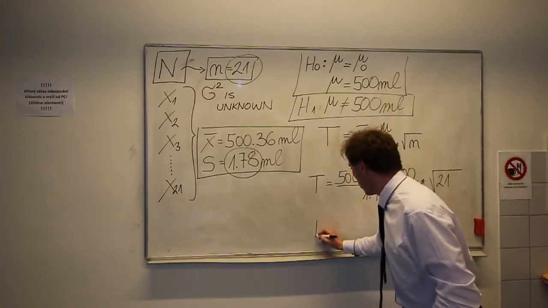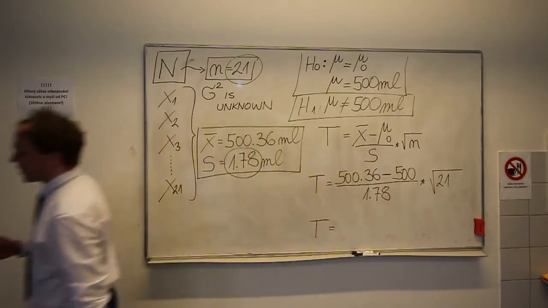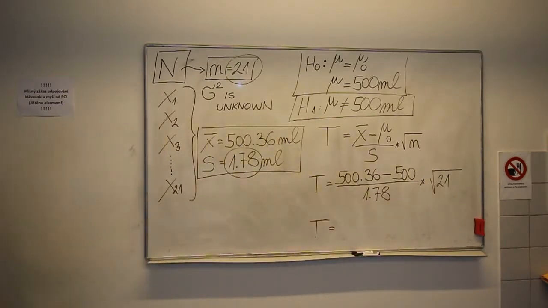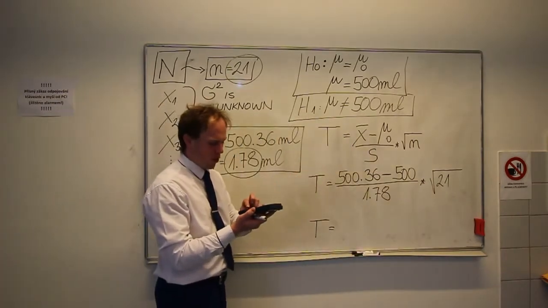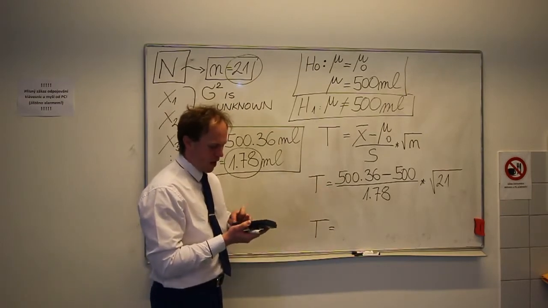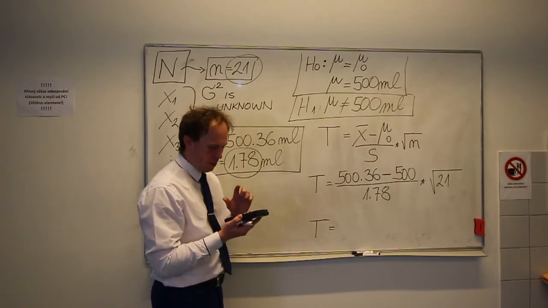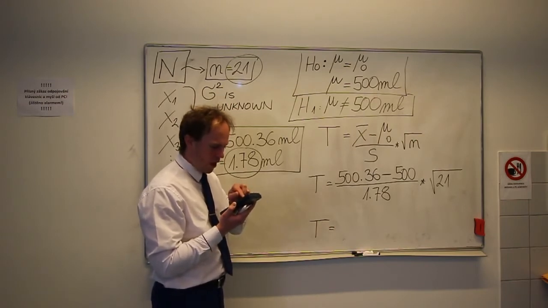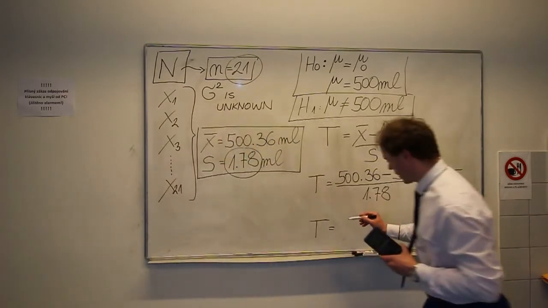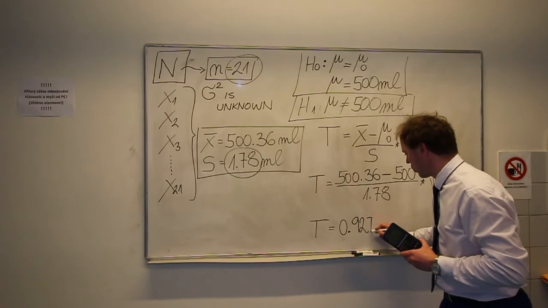So the value of the t statistic will be equal to 0.36 in the numerator divided by 1.78 times the square root of 21. That is 0.927.